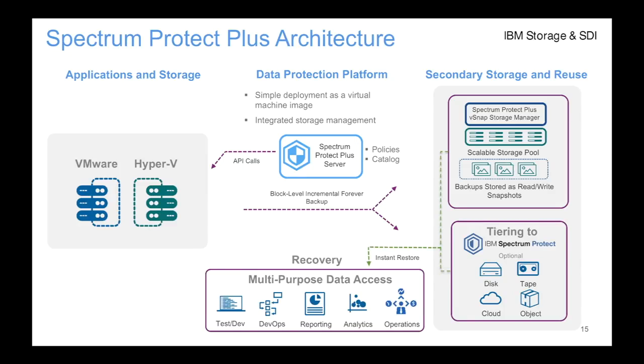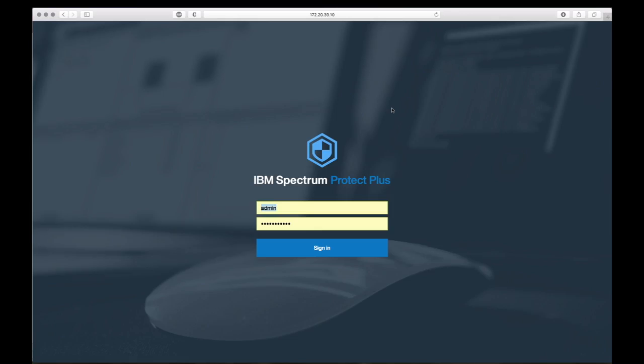You can then use these backup images to restore, whether back to an original virtual environment for recovery or other use cases like test dev, disaster recovery, or DevOps. Finally, if desired, you can tier the data to a Spectrum Protect server. The data can be backed up directly from the source, leveraging the same API calls for VMware, or it can be offloaded from a Spectrum Protect Plus vSnap storage repository onto the Spectrum Protect server and tiered to multiple different storage options. Let's go ahead and take a look at the user interface of Spectrum Protect Plus.